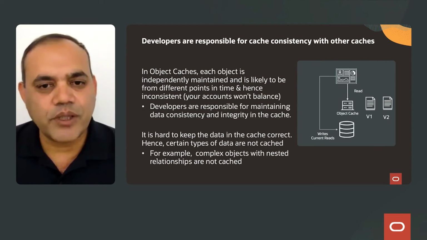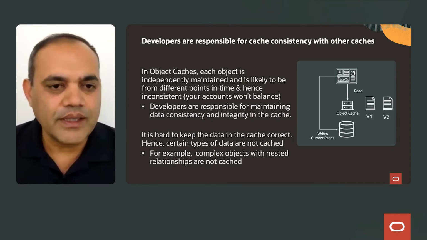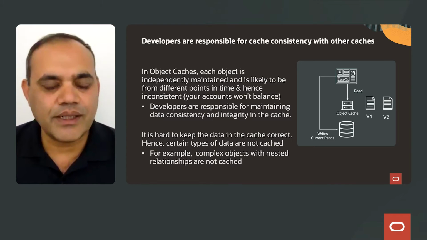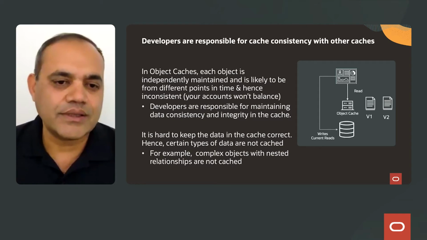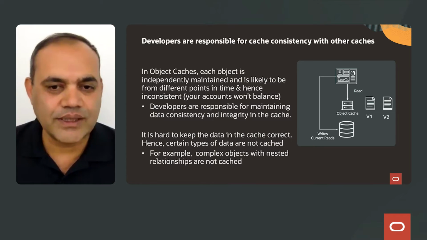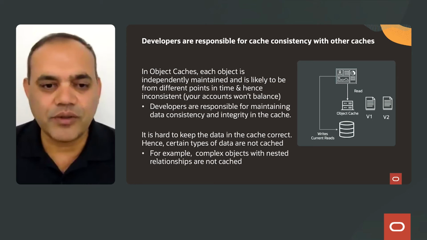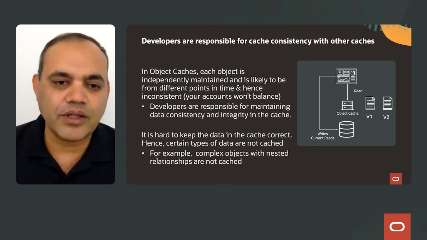Developers are responsible for maintaining data consistency and integrity in the cache. It's hard to keep the data in the cache correct. Hence, certain types of data that are well suited for caching are not cached. Examples include complex objects with nested relationships, which at times don't change that frequently, are typically not cached.